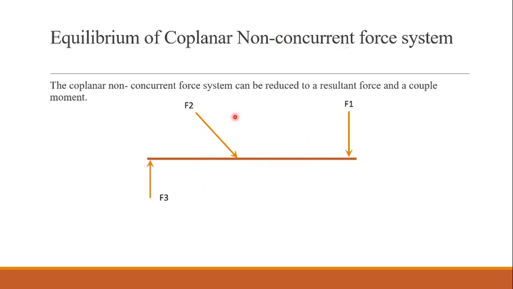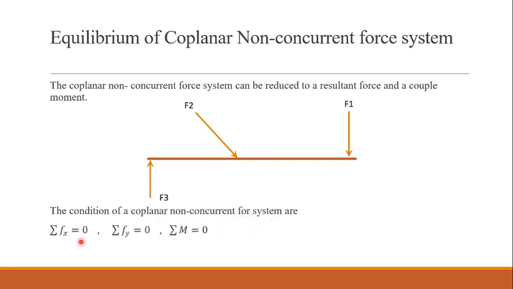For such a system, the conditions of equilibrium are summation of Fx equal to 0, summation of Fy equal to 0 and summation of moment equal to 0. So remember, whenever we have a coplanar non-concurrent force system, for the forces to be in equilibrium, these are the 3 equations of equilibrium: summation Fx equal to 0, summation Fy equal to 0 and summation of moment equal to 0.